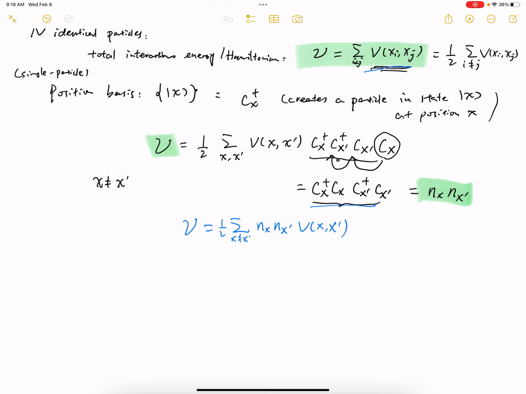Because the interaction energy depends on the number of particles at these two positions, we also call this density interaction, because this nx here, you can think about it as the density of the particle at position x. So this is sometimes also called density interaction. Basically, the interaction depends on how many particles you have at each position.